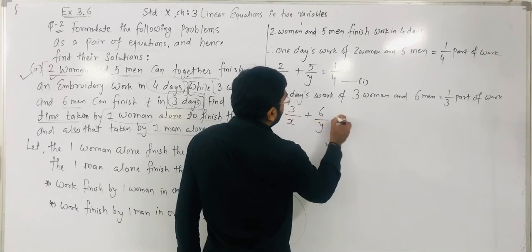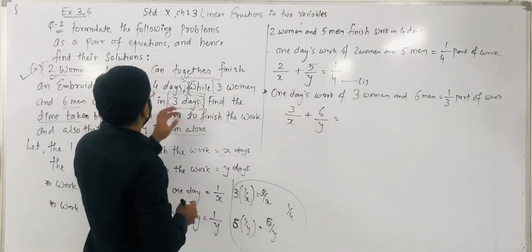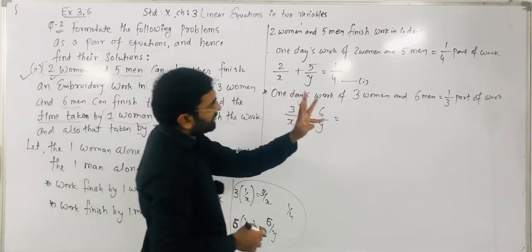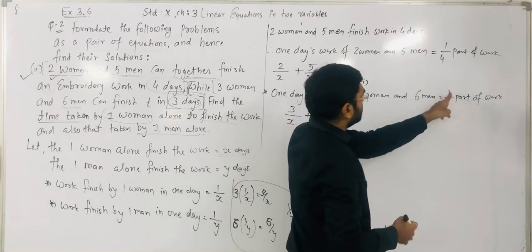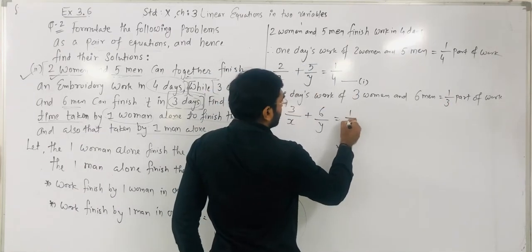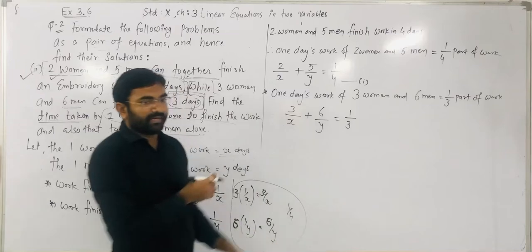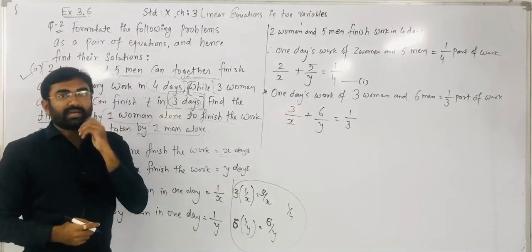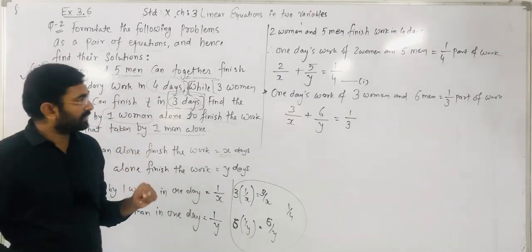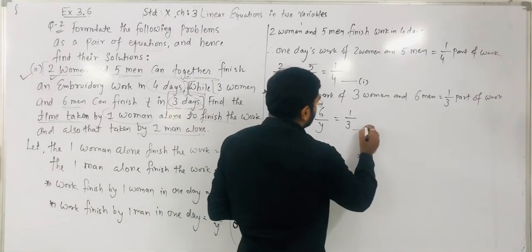And how many days do they both together take? They take 3 days. So we can say the third part of the total work is completed in 1 day. So 1 by 3 of the work they complete in 1 day. Okay. So this is our second equation.